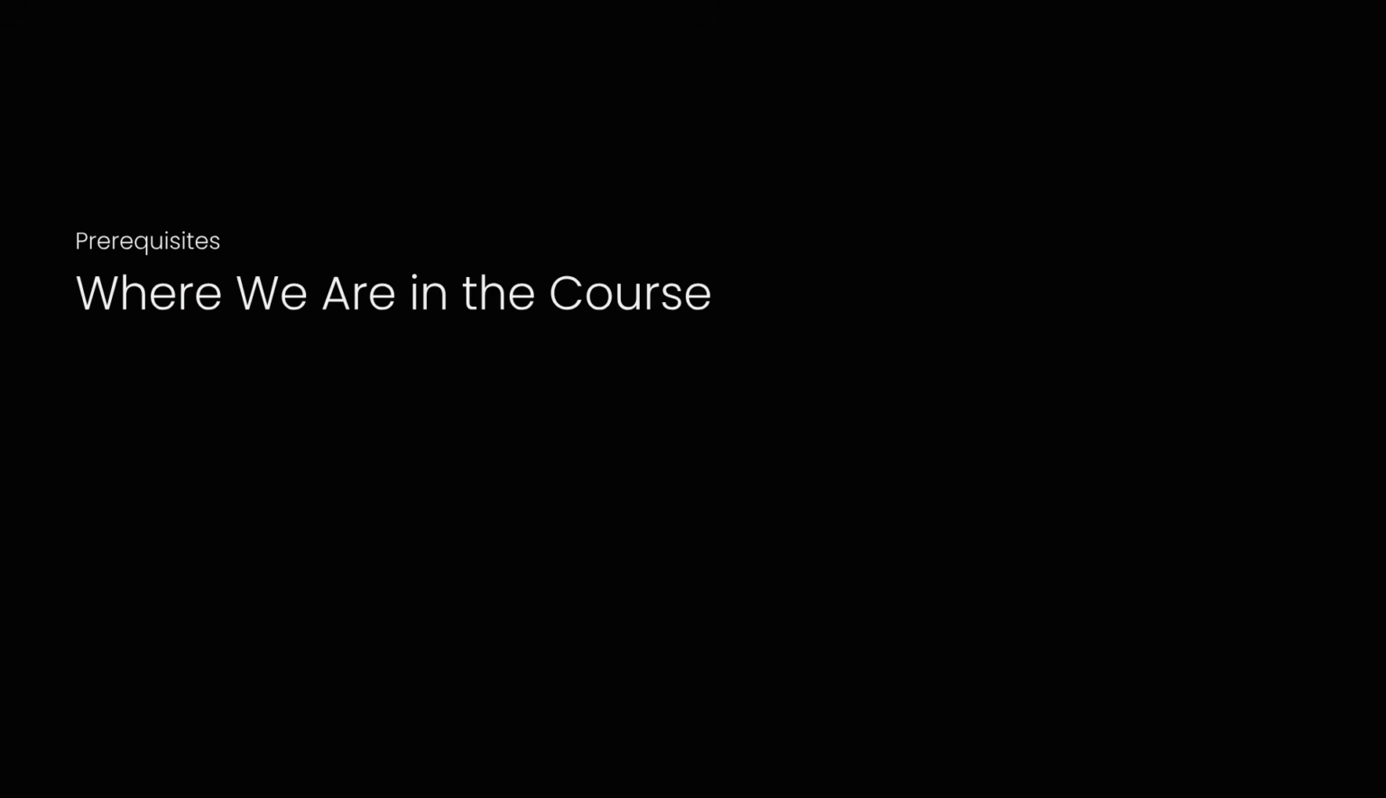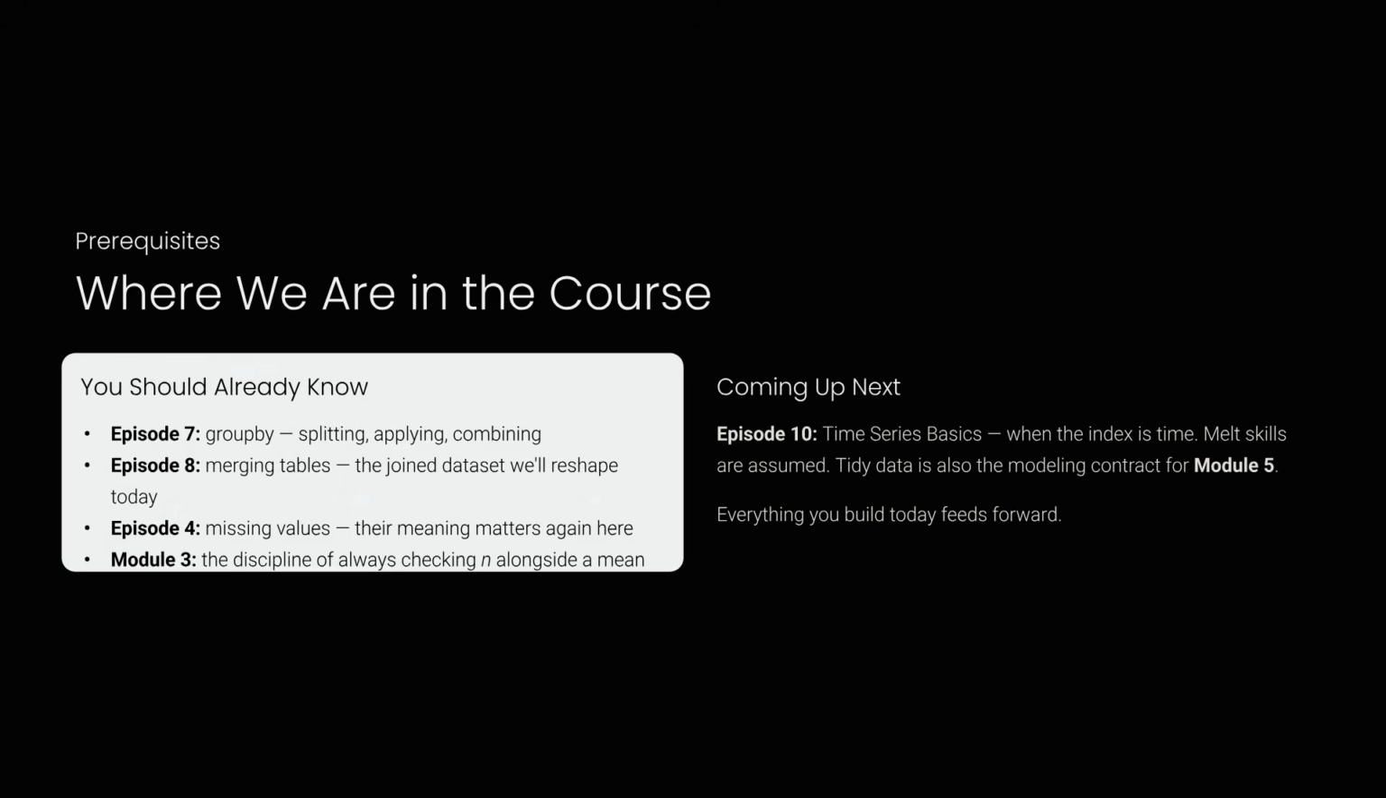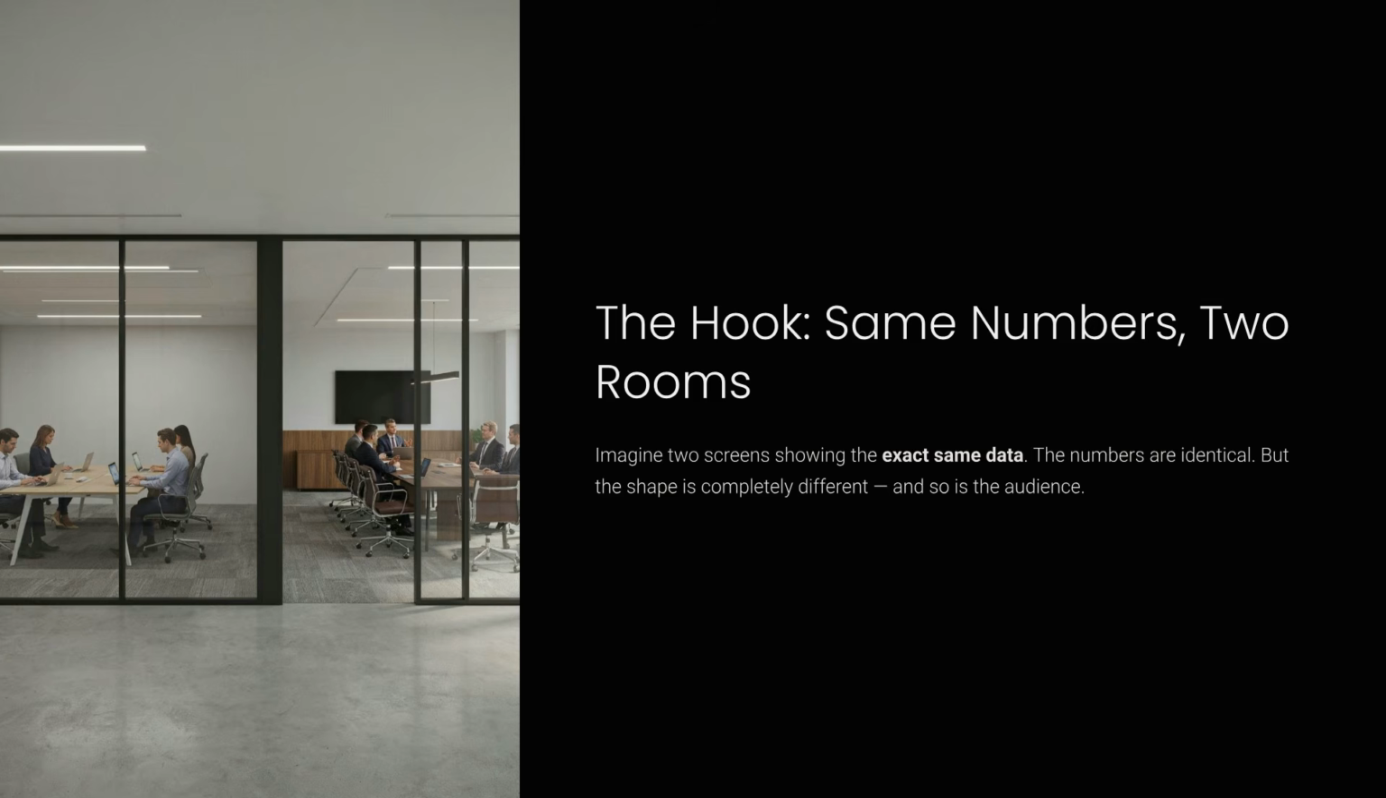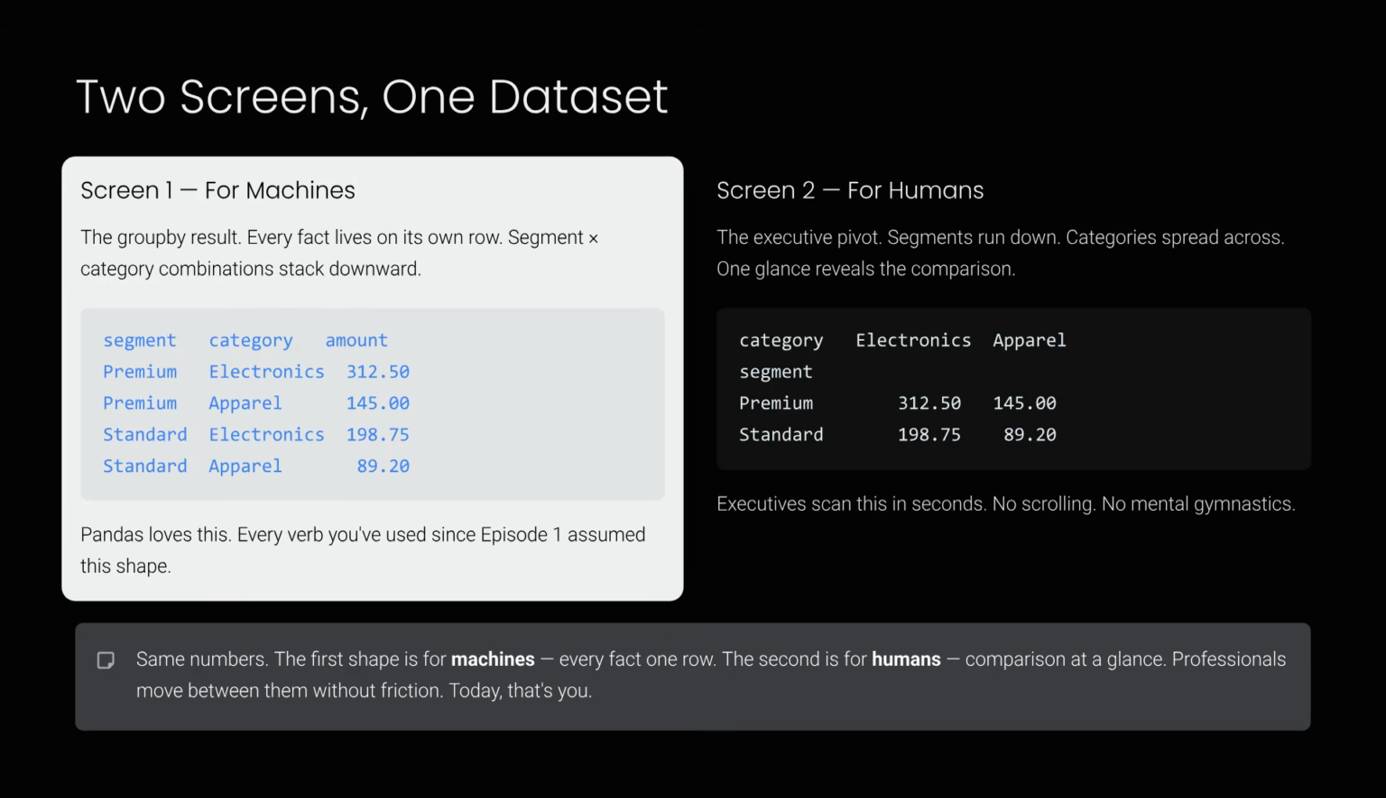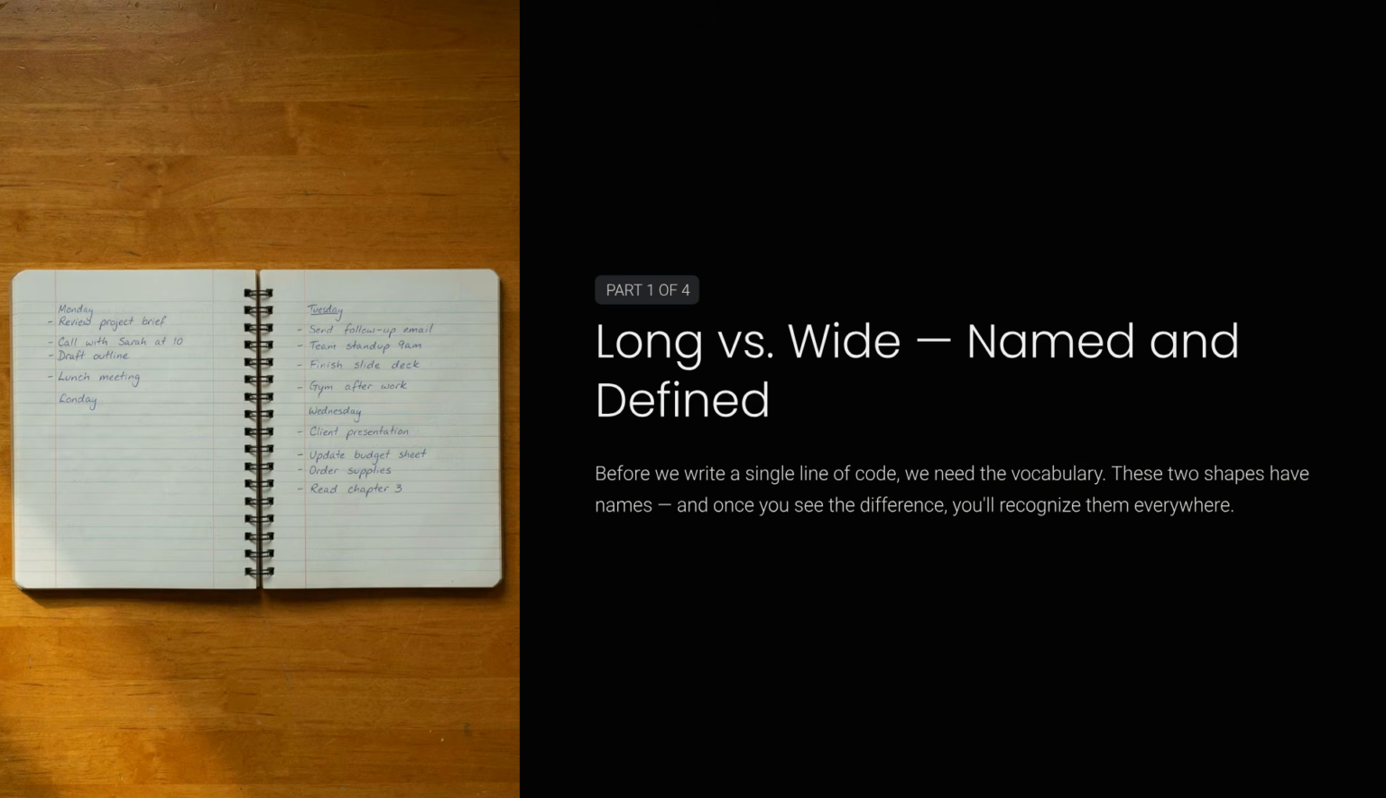Before we begin, ensure you're familiar with group by operations, merging, handling missing values, and the importance of checking sample sizes alongside averages. Data can often be presented in two distinct shapes. While the numbers remain the same, the format you choose determines how effectively your audience can consume the information. Machine-readable formats usually list every fact in its own row, whereas human-readable formats, like pivot tables, spread categories across columns for easy comparison. In this first part, we will define long and wide data, establishing the vocabulary you'll need to recognize these shapes in any dataset.